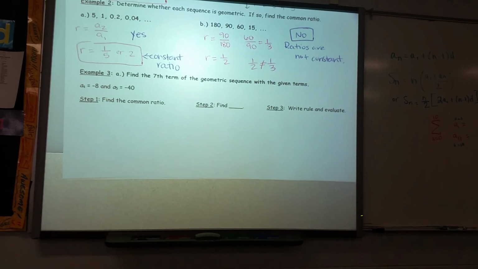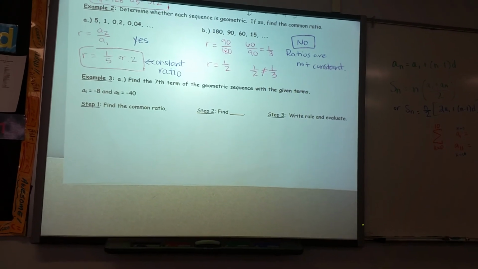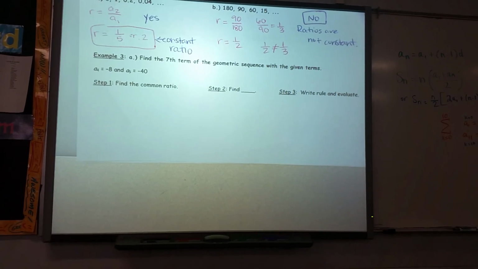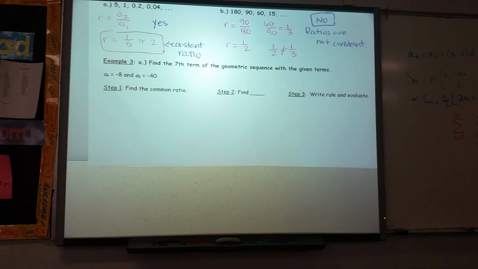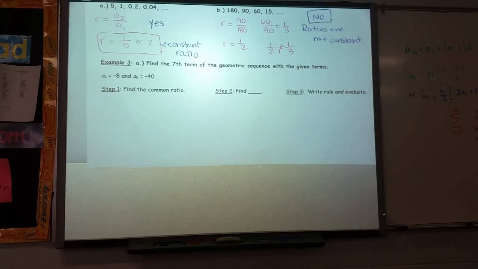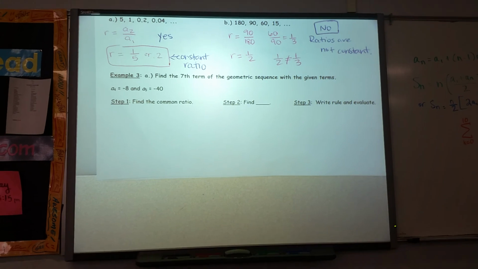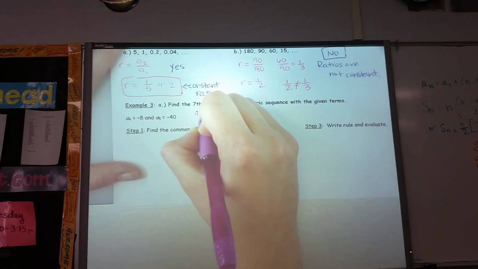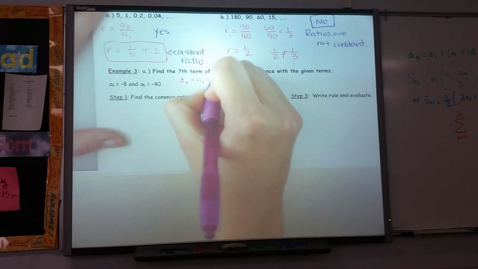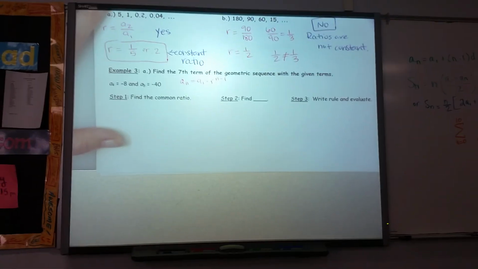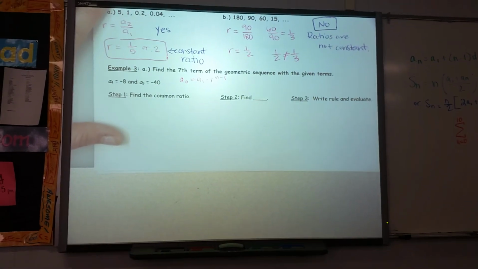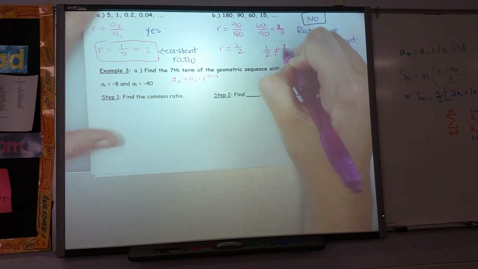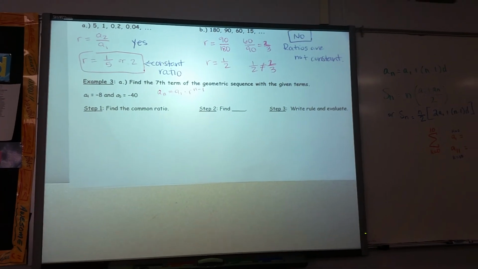Okay, for example 3, we are going to find the 7th term of the geometric sequence with the given terms. So for step 1, what you want to do is find the common ratio, and we are going to use that new formula that I gave you today. So I'm going to write that up here. It's A sub n equals A sub 1 times R to the n minus 1. Sorry, this is 2/3. So for this one, yeah.